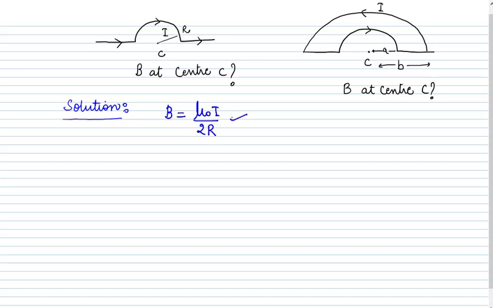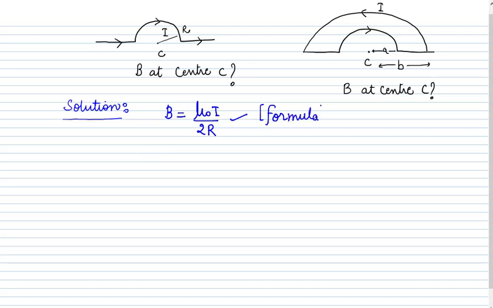Always remember this relation: for a complete current carrying circular loop, the magnetic field at the center is always mu naught I upon 2r. We have done this derivation. If you want to move to that lecture, go to the link given below and go through all the theory we have done. This is the final result to be remembered, mu naught I upon 2r. This is the formula for a complete current carrying circular loop.